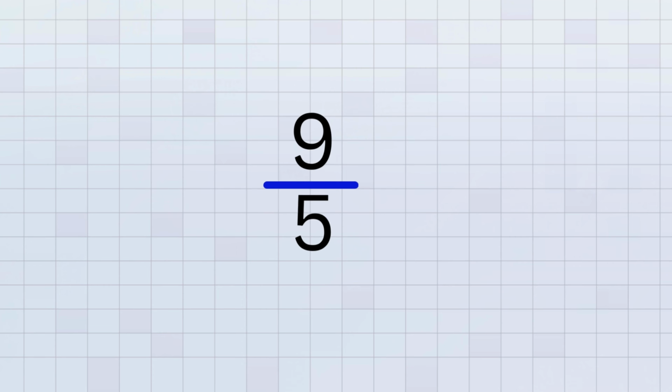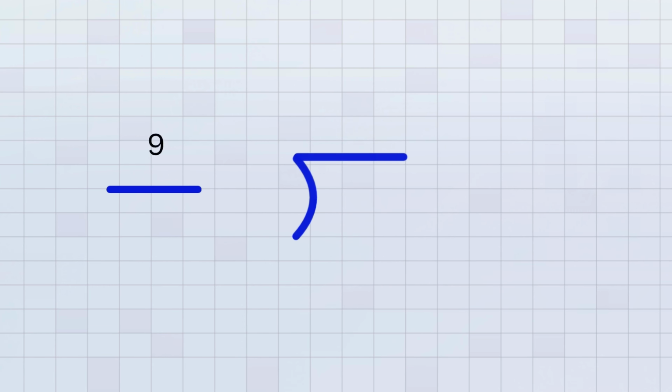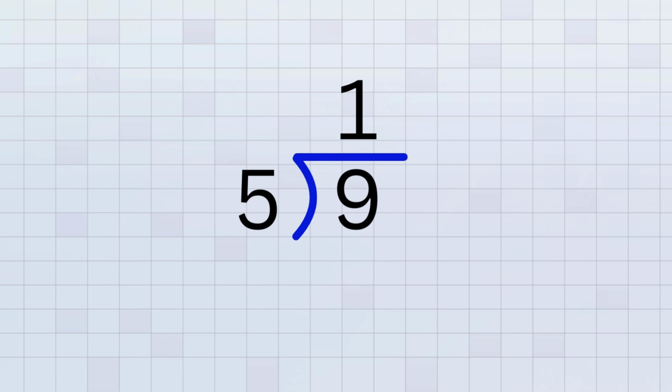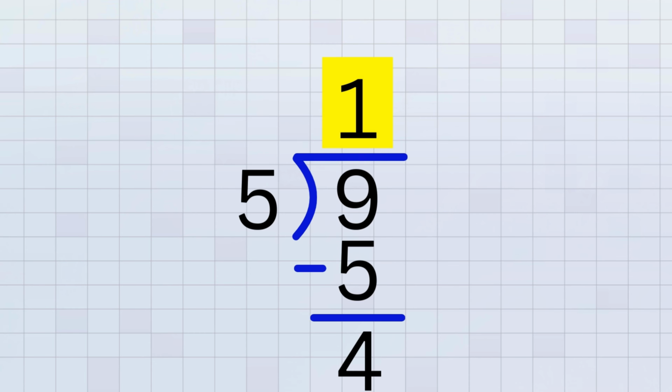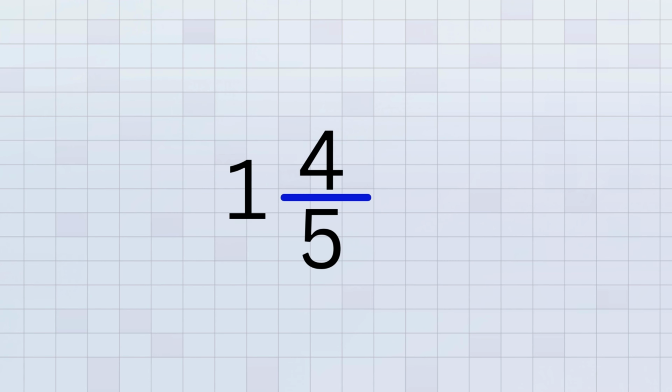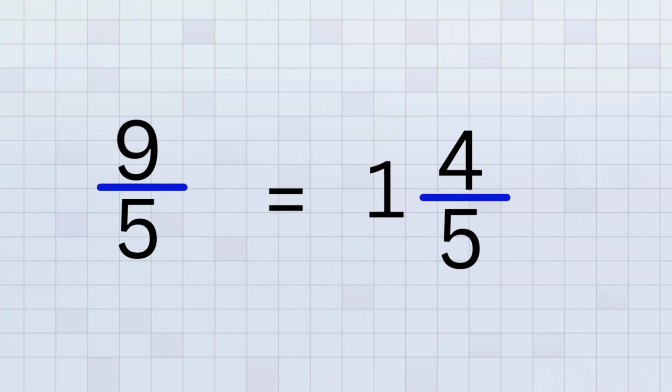Let's convert 9/5 into a mixed number. We ask, how many 5s will fit into 9? The answer is 1 time, so the quotient is 1. Now we multiply. 1 times 5 equals 5. Subtract. 9 minus 5 equals 4. That 4 is the remainder, which becomes the numerator of the fraction part. The denominator stays the same, 5. And this 1 is our whole number. So 9/5 equals 1 4/5, and that's the mixed number.